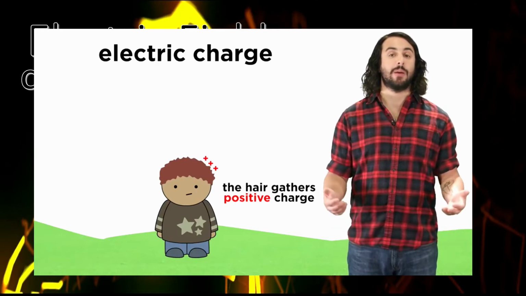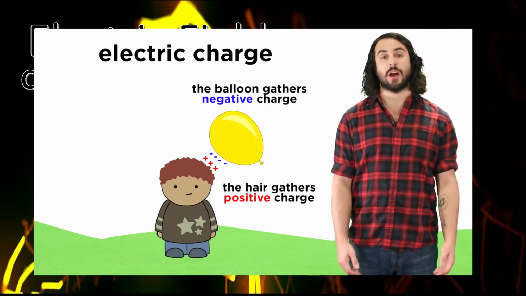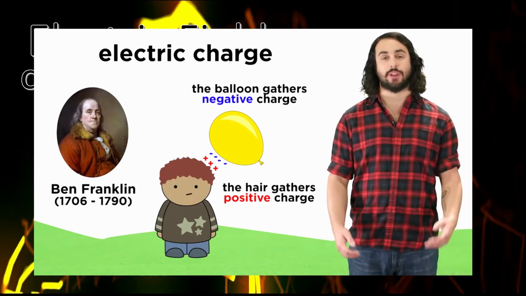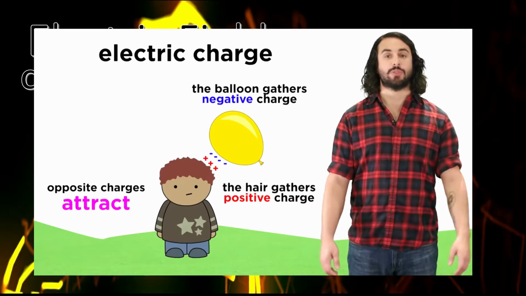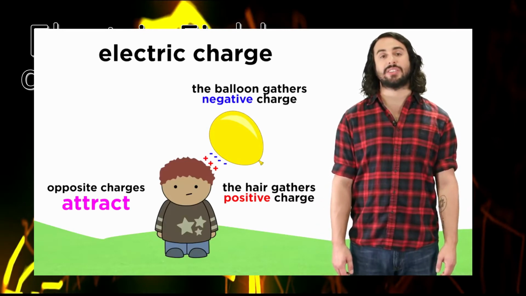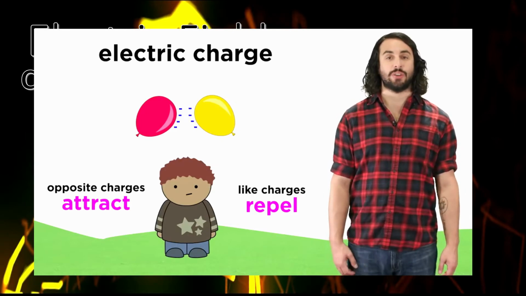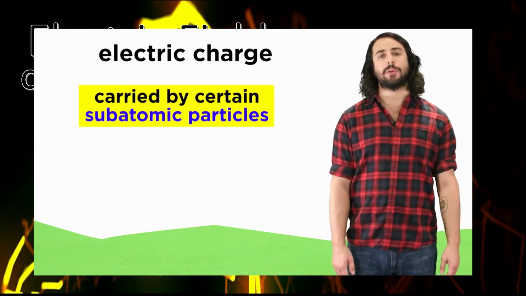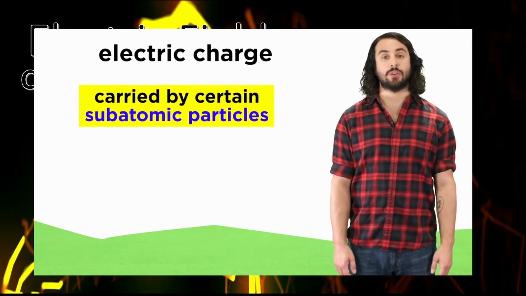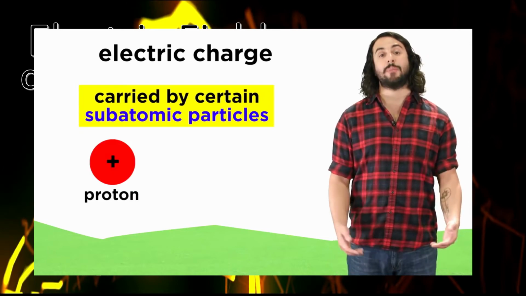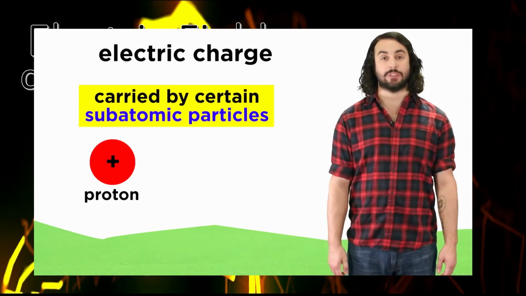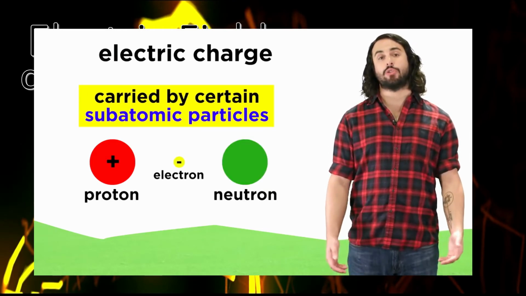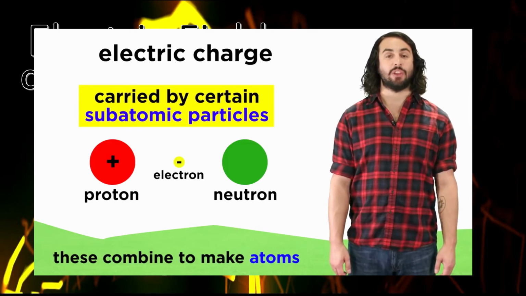The hair becomes positively charged and the balloons become negatively charged, which is terminology developed by Benjamin Franklin. Opposite charges will attract one another, which is why your hair sticks to the balloon, and like charges repel, which is why the two balloons push each other away. This property of electric charge is carried by certain subatomic particles. The most common of these are protons, which are positively charged, and electrons, which are negatively charged. Along with neutrons, these make up all the atoms in the universe.